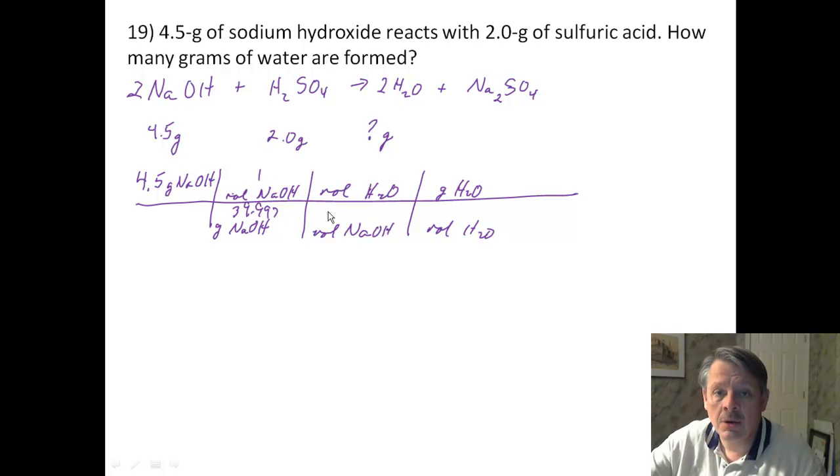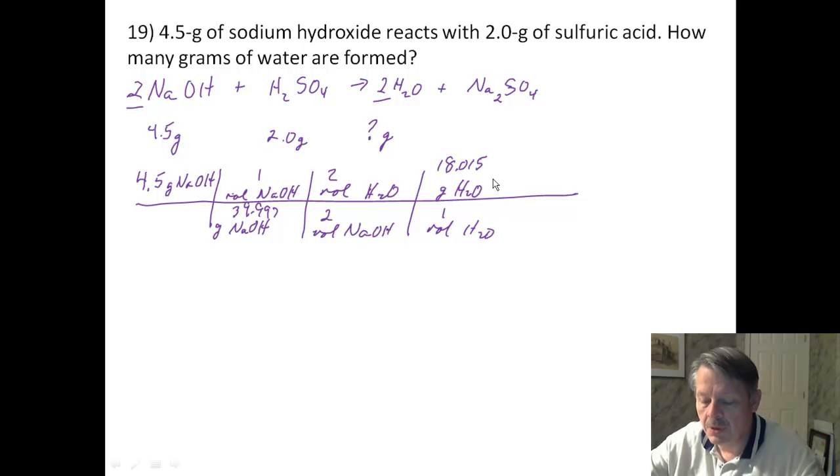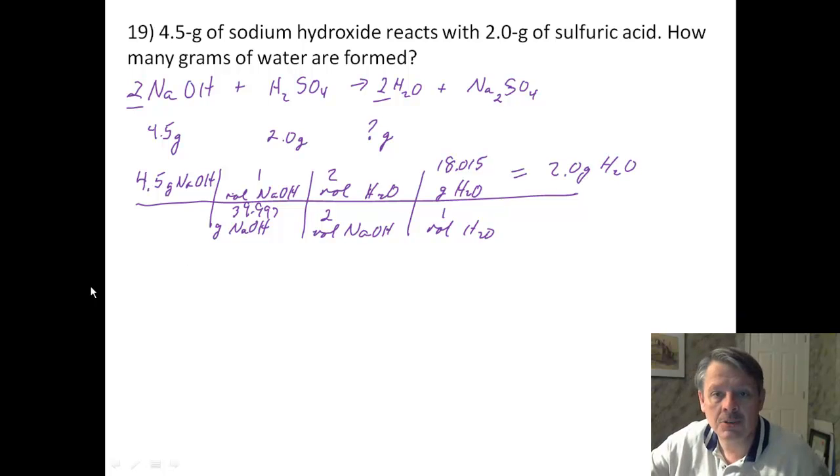And I notice I have 2 moles of sodium hydroxide giving me 2 moles of water. I have to use my coefficients up there. And then 1 mole of water gives me 18.015 grams of water, which, when I do the math, gives me 2.0 grams of water. Again, notice 2 sig figs in my problem, 2 in my answer.